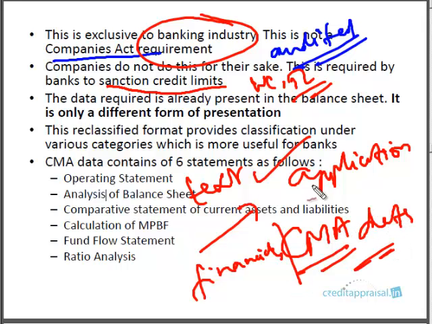So please remember that this is only a banking requirement. This is not a statutory requirement, right? If a company is not availing any credit facilities from a bank, it need not prepare CMA data, right? That's not required for a company which is not availing any credit facilities from banks. Only a company which proposes or is availing credit limits from banks needs to prepare CMA data, either at the time of sanction or at the time of renewal.